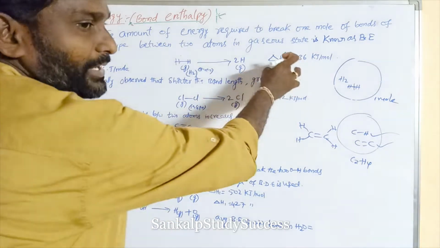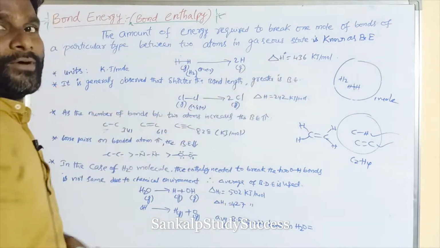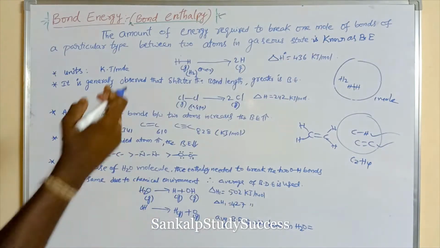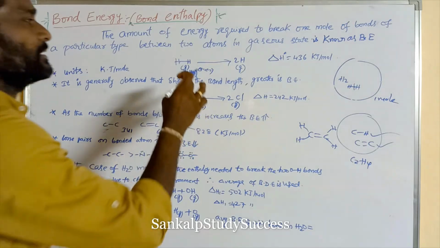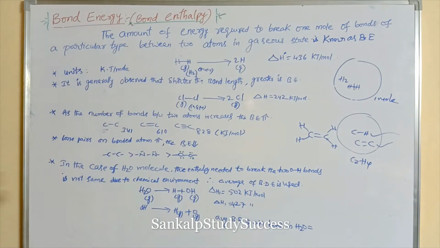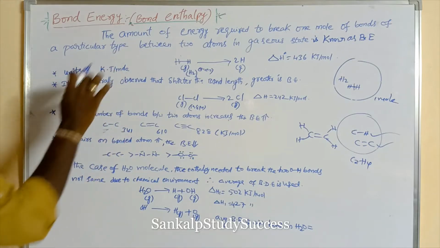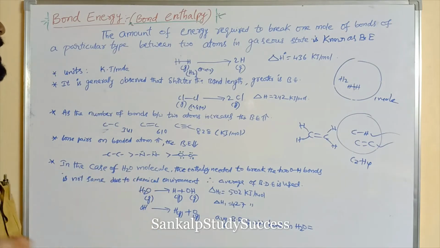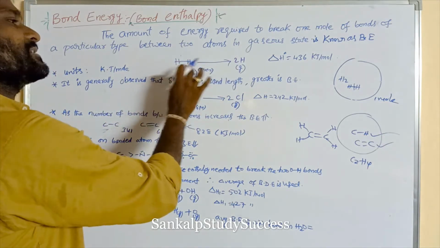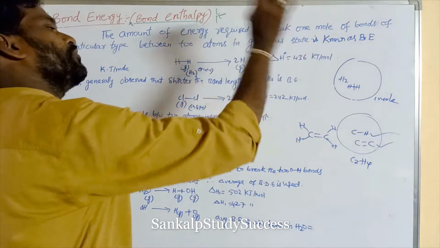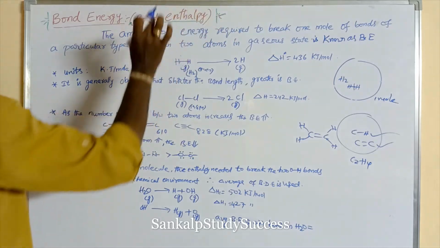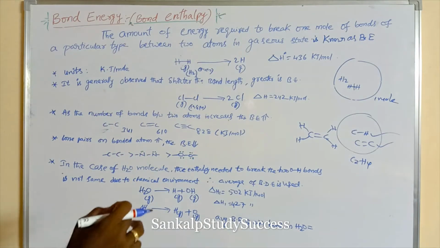The delta H value is positive, so that is endothermic. Endothermic means energy is required. The units of bond energy are kilojoule per mole or kilocalorie per mole. So how much energy is required to break H-H? 436 kilojoule per mole. So its bond energy or bond dissociation energy or bond enthalpy is 436 kilojoule per mole.